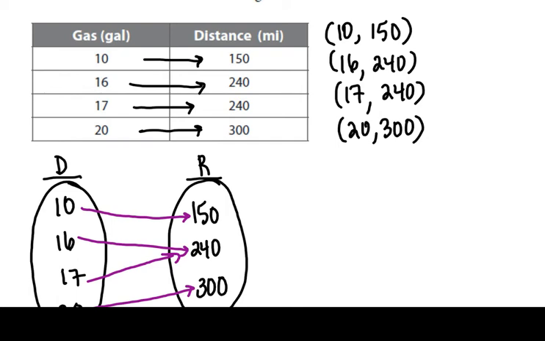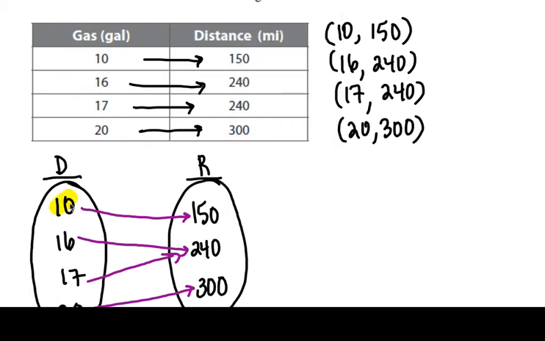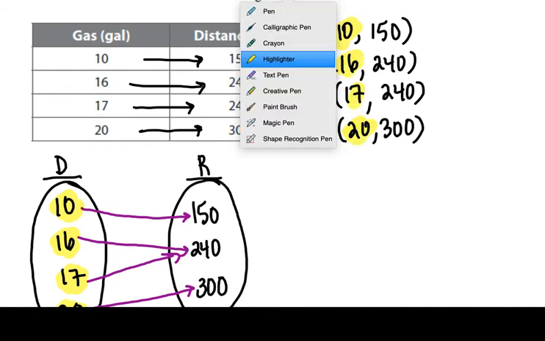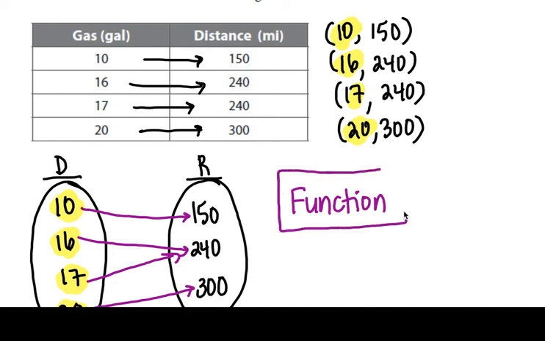Every member of the domain has exactly one arrow coming out of it, meaning it is only used once. I do not repeat any of my x values. Therefore, this is also a function. It's all about the x values when we're talking about a function, not the y values. Therefore, this is indeed a function.